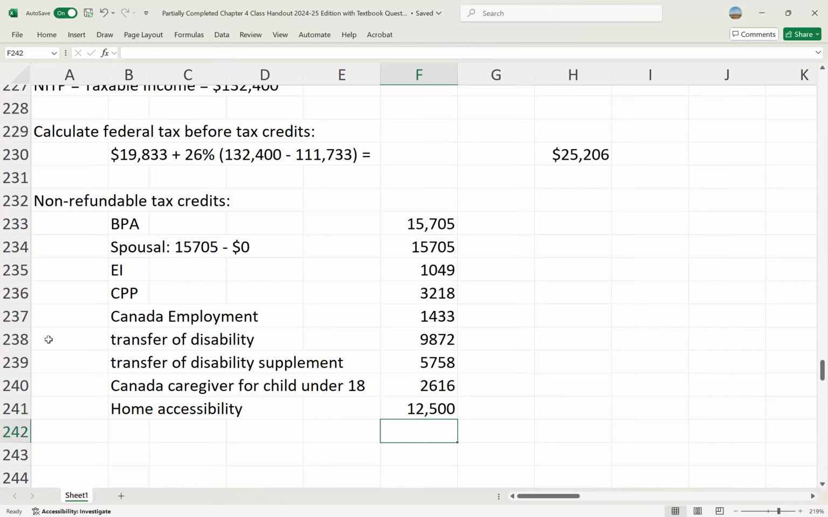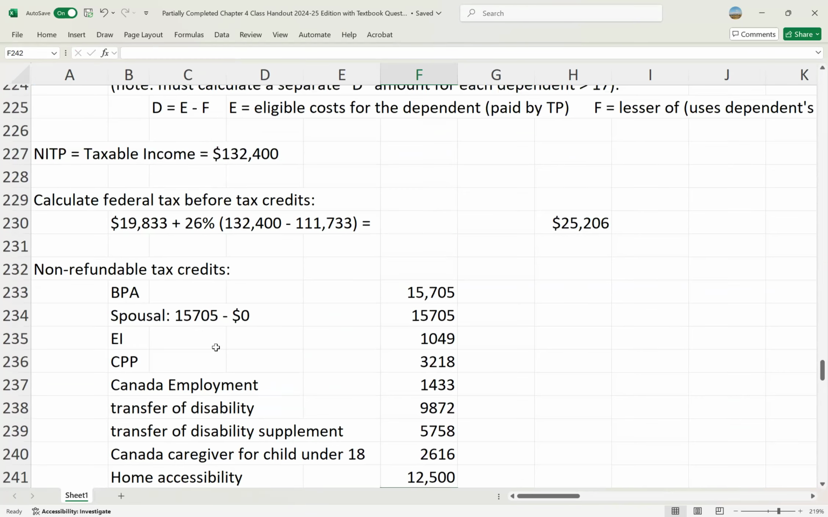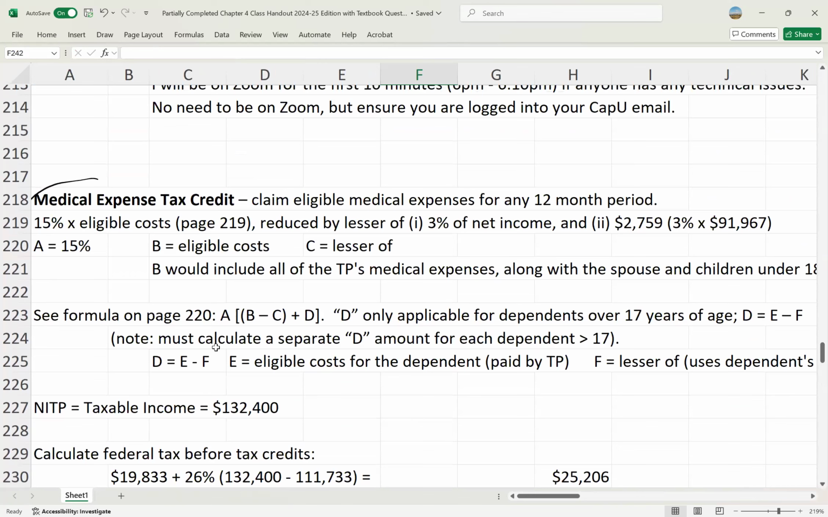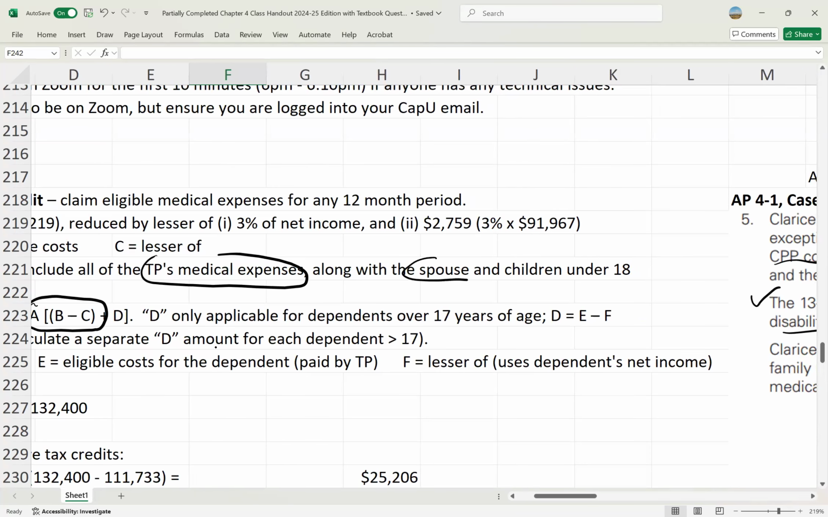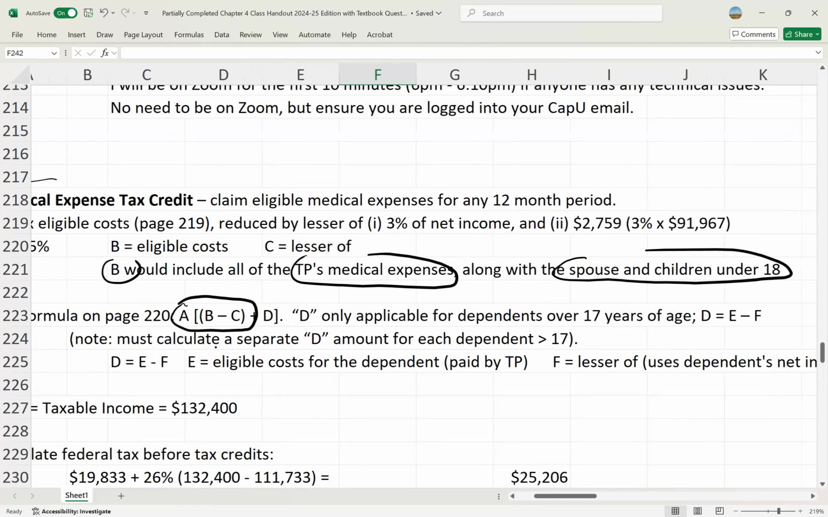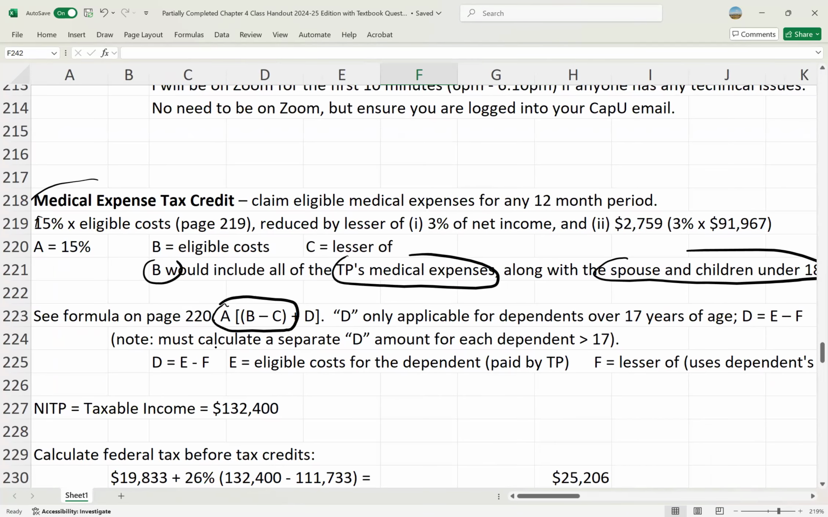The only thing that we're left to do now is the medical expenses. And once again, if we go back to our formula here, we have A times in brackets B minus C plus D. D is only applicable for dependents over 17. So in this case, we're only concerned about B minus C because B would include all of Clarice's medical expenses, along with her spouse and the two kids because they're under 18. So D is not applicable in this situation. And once again, the A amount is just the 15%.